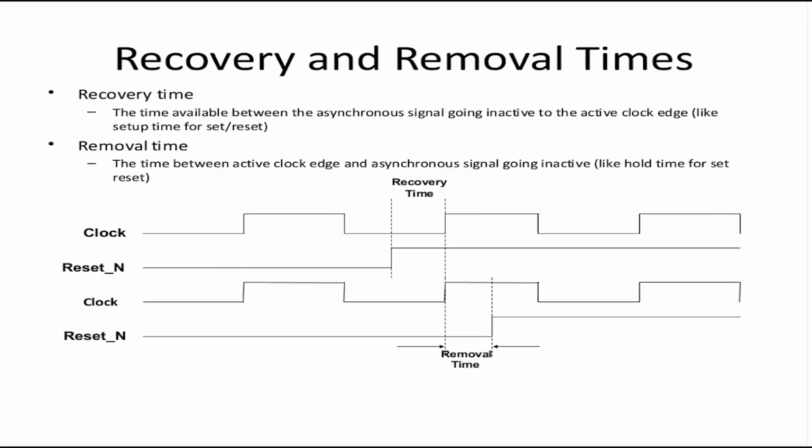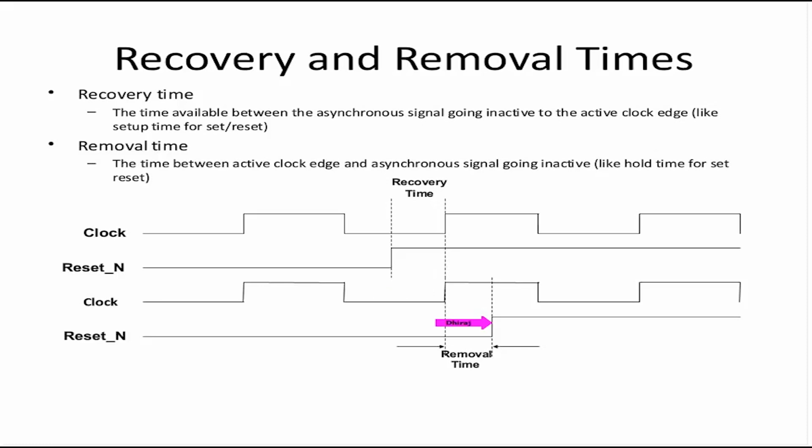What are recovery and removal times? Recovery time is specific to asynchronous signals. Setup and hold timing is characteristic of synchronous signals. Recovery and removal is characteristic of asynchronous signals. It is the time available between the asynchronous signal going inactive and the active clock edge. For example, reset n going inactive. It should go inactive at least some time before the active clock edge. This constraint is called the recovery time. It is very similar to setup. Removal time is similar to hold. That means it is the timing between the active clock edge and the asynchronous signal going inactive.